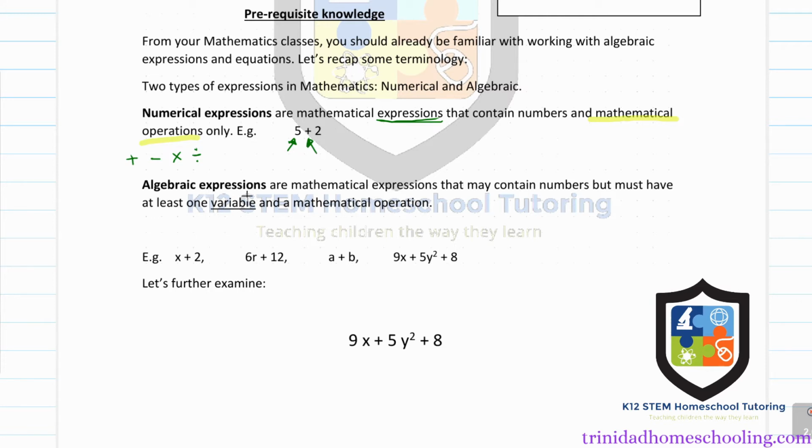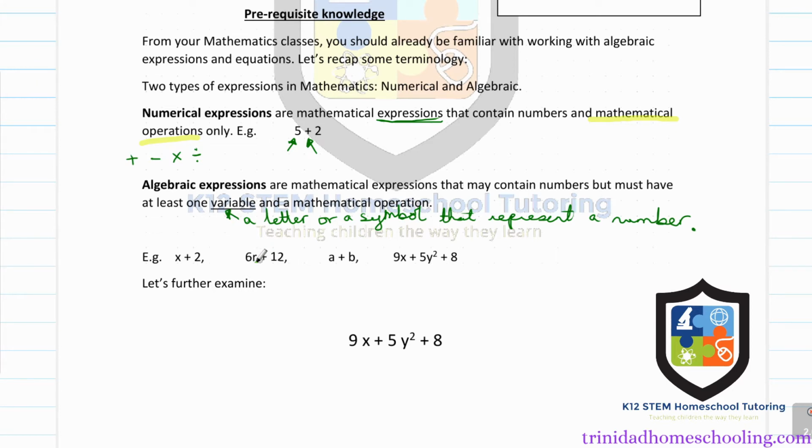Now an algebraic expression are mathematical operations that may contain numbers, alright, so numbers like these, but must have at least one variable and a mathematical operation. So do you remember what variables are? A variable is a letter or a symbol that represent a number. Alright, and that number or symbol or letter is varied. Okay, it can change.